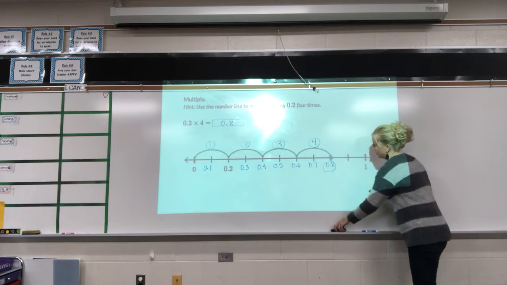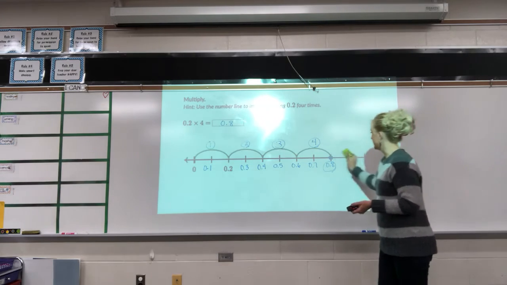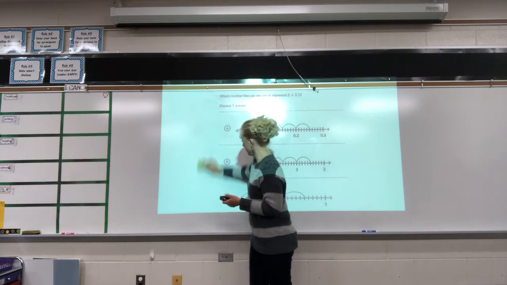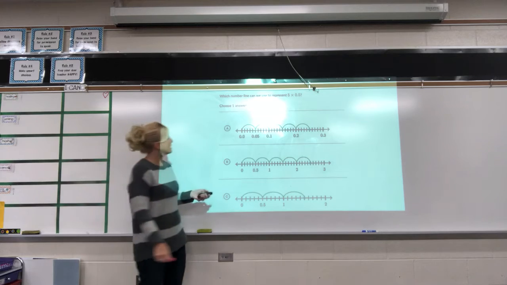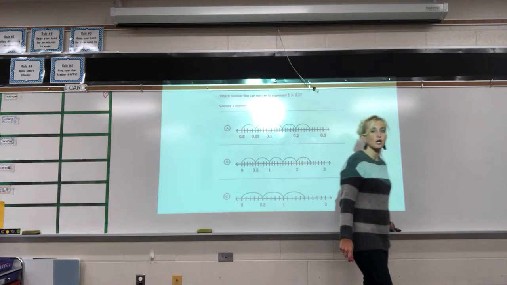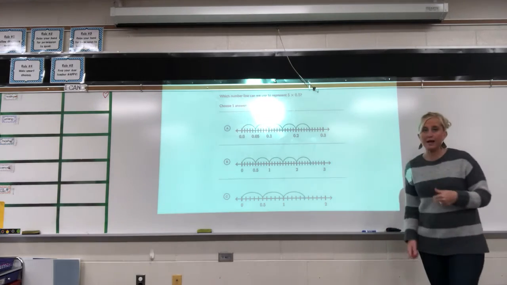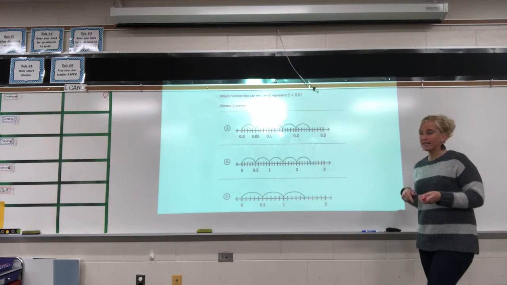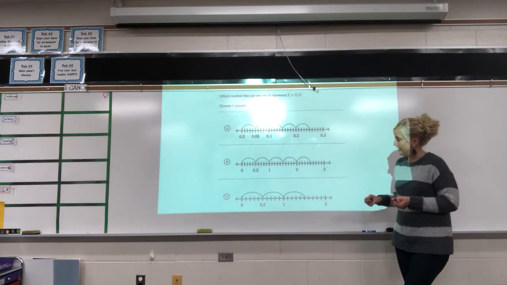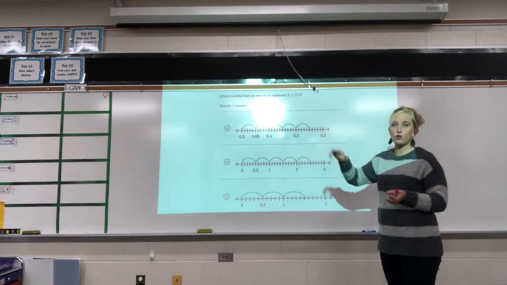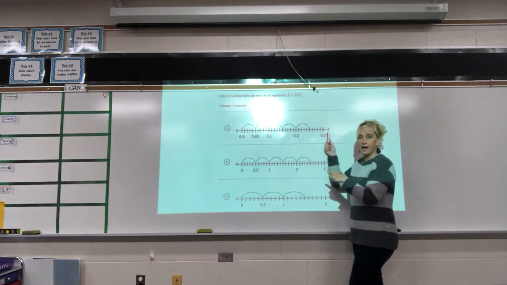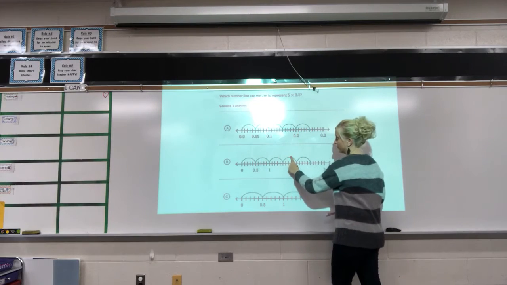Okay, so let's go ahead and look at the next visual cue they're going to teach us about. And for this one, it says, which number line can we use to represent 5 times 0.5? So now, they're doing the same thing that we just did in that last problem, but they're giving us a few different options. Okay, first of all, we need to go 5 times. So 1, 2, 3, 4, 5. So that's an option.